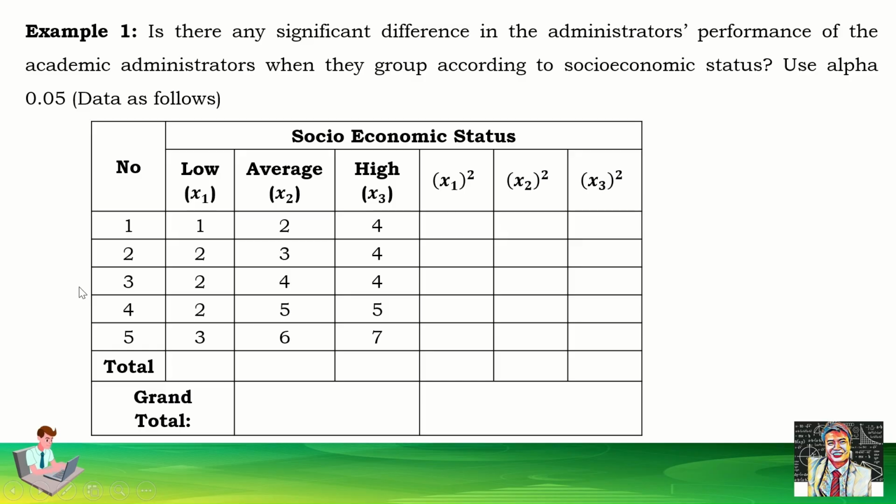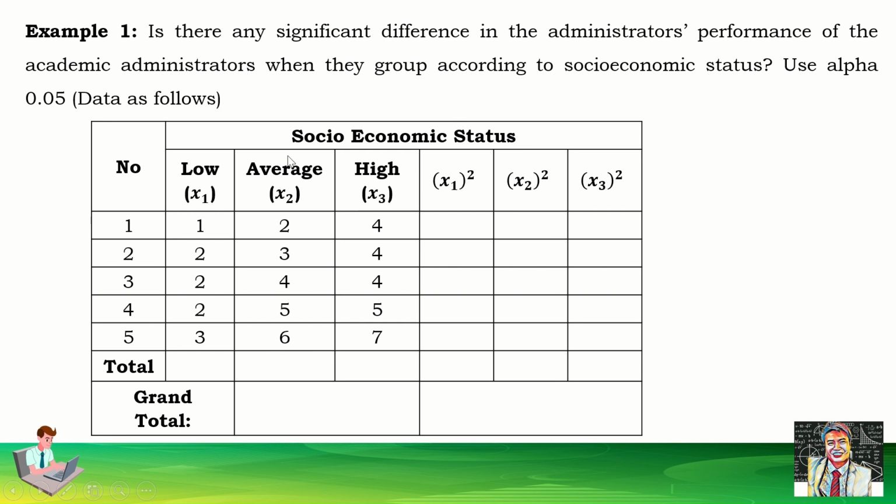Is there any significant difference in the performance of academic administrators when they are grouped according to socioeconomic status? We'll use alpha equals 0.05. Suppose we have 3 groups, low, average, and high socioeconomic status, with the following performance data. Since we have more than 2 groups, we use one-way ANOVA. First, we organize the data and prepare the table for computation.